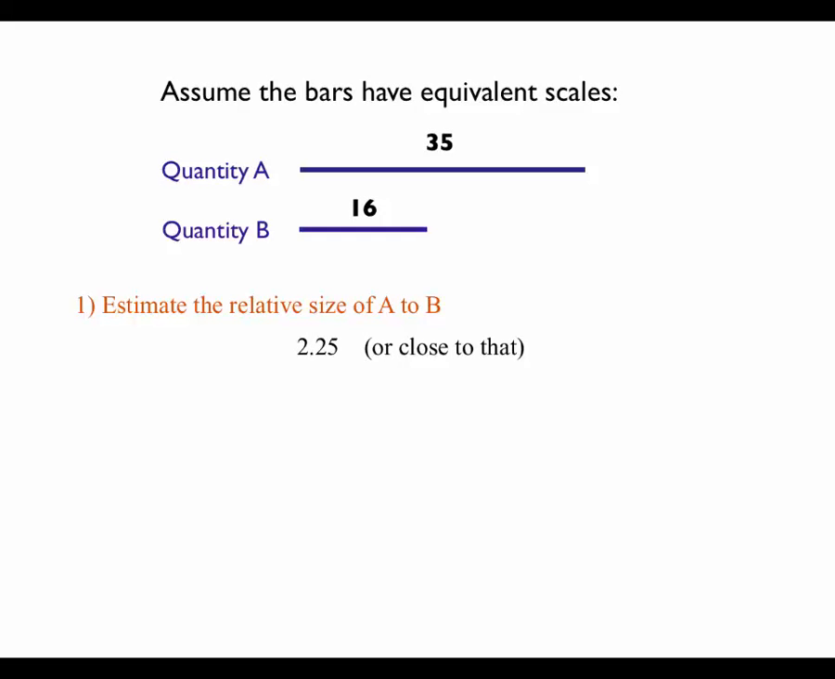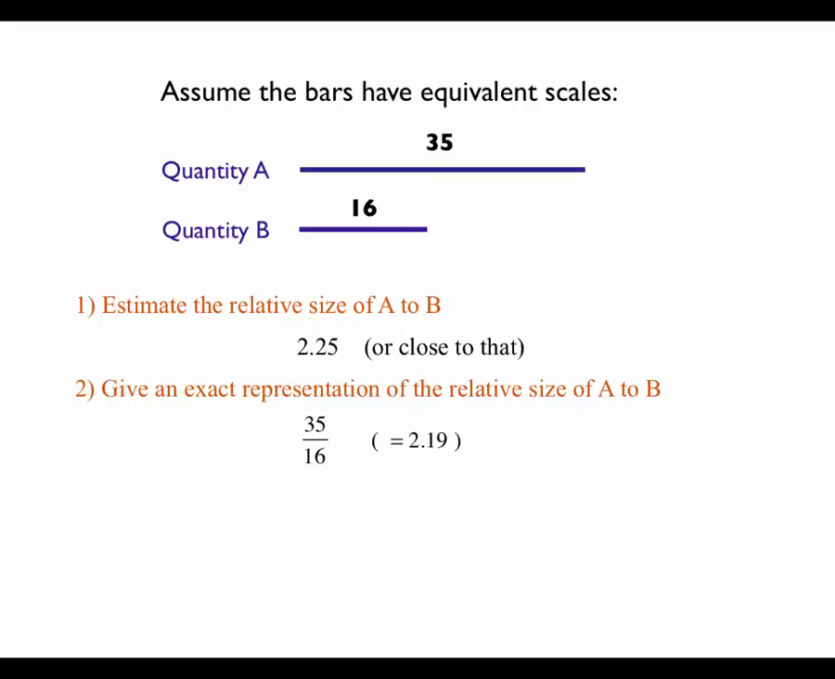Okay, I'm going to give you the numbers. What would an exact representation of that relative size be now? So now we can get it exactly. Which would be? I hear a lot of you saying 35/16. So that quotient gives us the relative size, the size of A relative to B. And that's about 2.19.